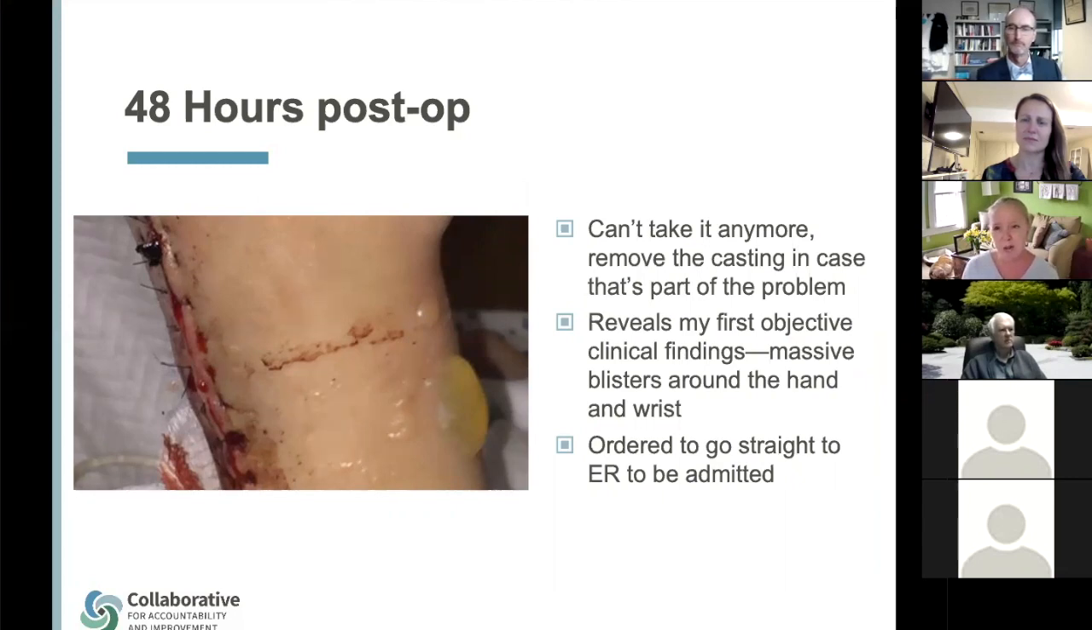So this was really my first objective clinical finding. My reports of pain and numbness and the blueness was hard to see across the phone. So when I sent this photo to the surgeon, he said, go to the emergency room immediately, we will admit you. So we can go to the next slide.